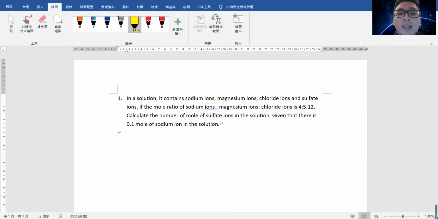A solution contains sodium ions, magnesium ions, chloride ions, and sulfate ions. If the mole ratio of sodium ions, magnesium ions to chloride ions is 4 to 5 to 12, calculate the number of moles of sulfate ions in the solution. Given that there is 0.1 mole of sodium ions in the solution, how can we do it? First, we have to list out all the ions present in the solution.